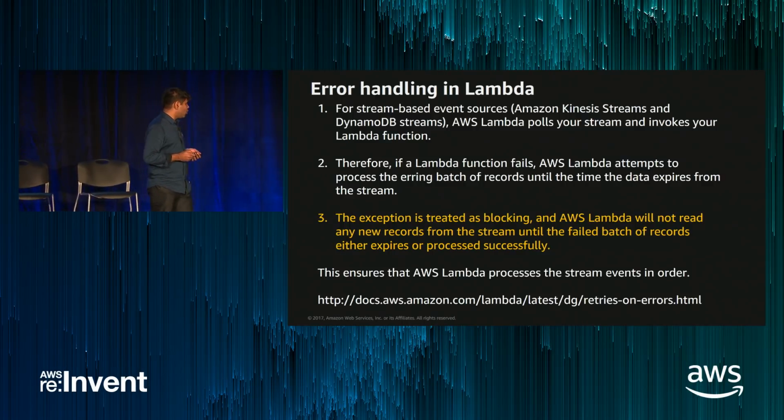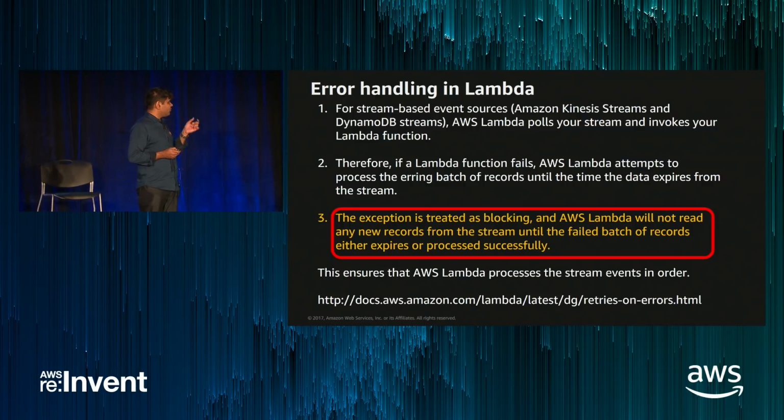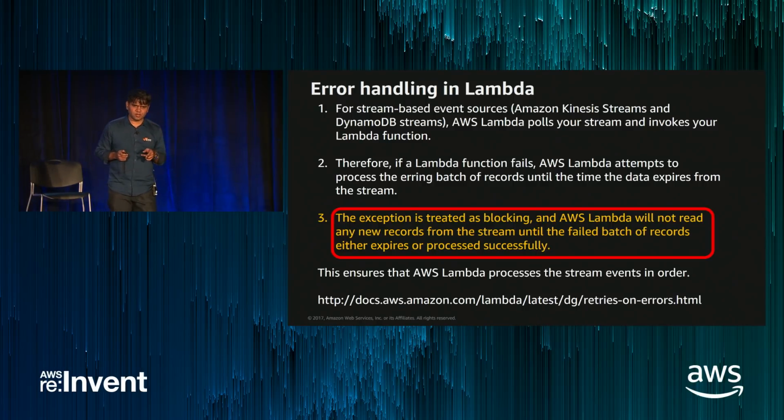highlighted in yellow. Whenever it is reading from the streams, say, for example, the target is not available, what does it do? In such cases, the exception is treated as blocking, and AWS Lambda will not read any new records from the stream until the failed batch of records either expires or has been processed successfully. This is a very important thing, right?